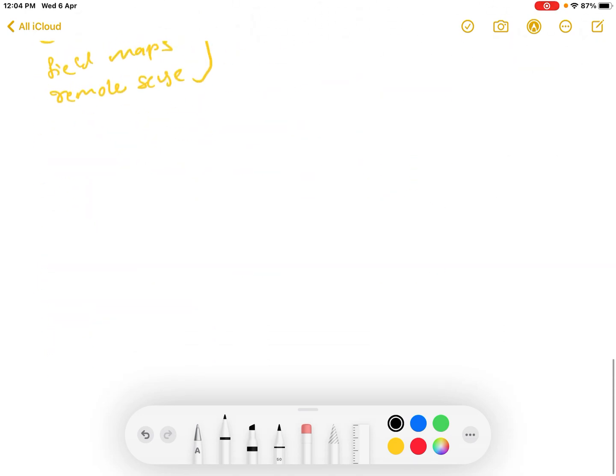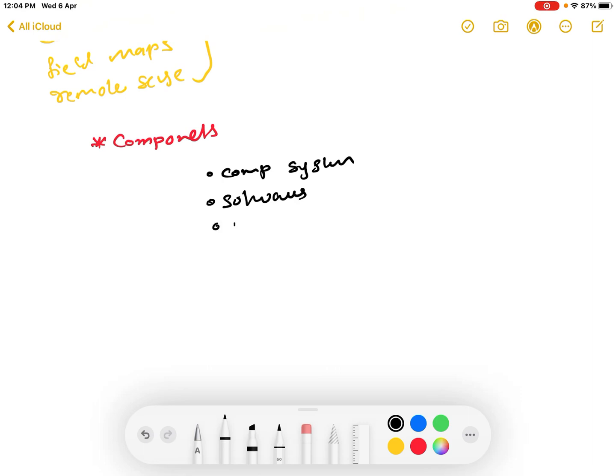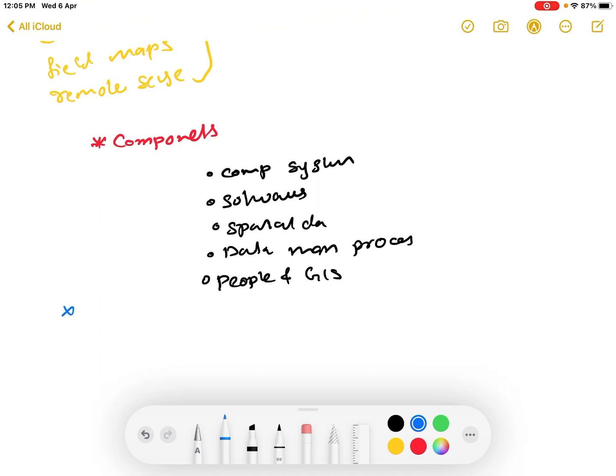So you must have understood that GIS is very important and there are a lot of applications that can be used in GIS. Now we are going to study the components of GIS. What are the components of GIS? GIS has mainly 5 components. The first is the computer system. Then we have the software. Then there is the spatial data. Then there is data management procedure. And then there will be people to operate GIS. So these are the components of GIS.